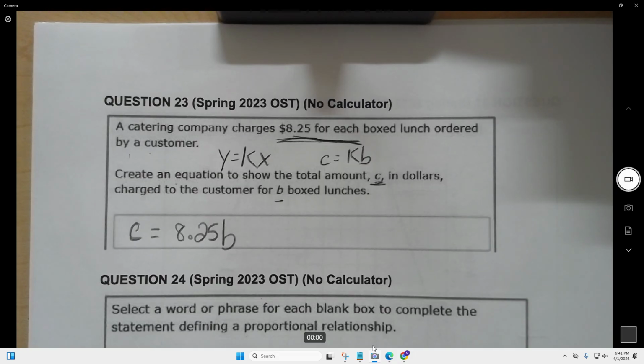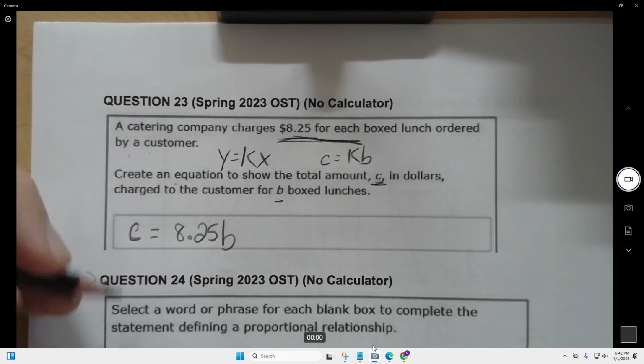95% of these problems is figuring out which one's the y and which one's the x. And typically, the total cost will be the y. Typically. There's like 1 or 2 situations where it won't be. But I would say 9 times out of 10, the money part will be the y.